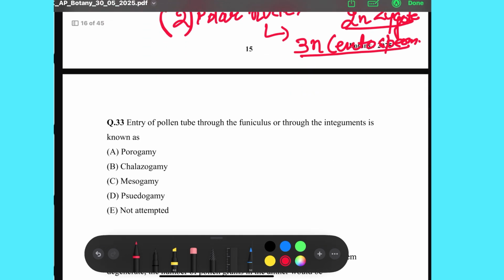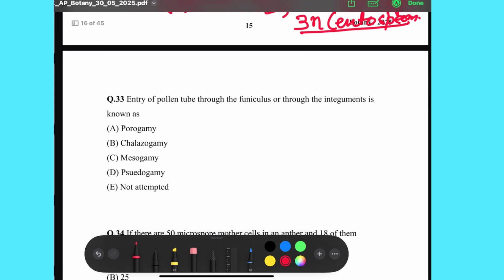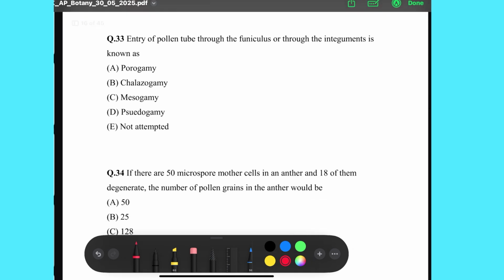Now move to the next, that is question number 33. Entry of pollen through the funicle or through the integument is known as. This is a very important question asked in many exams. So please be careful whenever you do this type of question. Always try to remember all the ways the pollen tube enters. The first is porogamy.